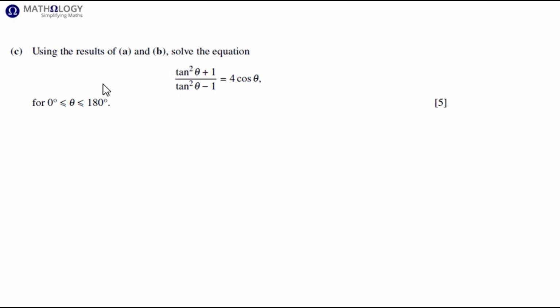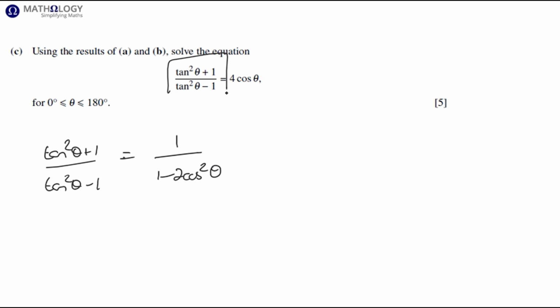And using the results of the previous two questions, solve the equation (tan squared theta plus 1) divided by (tan squared theta minus 1) equals 4 cos theta, for theta an angle between 0 and 180 degrees. Okay, so tan squared theta plus 1 over tan squared theta minus 1 we just showed equals 1 over 1 minus 2 cos squared theta. So this expression here equals 1 over 1 minus 2 cos squared theta.